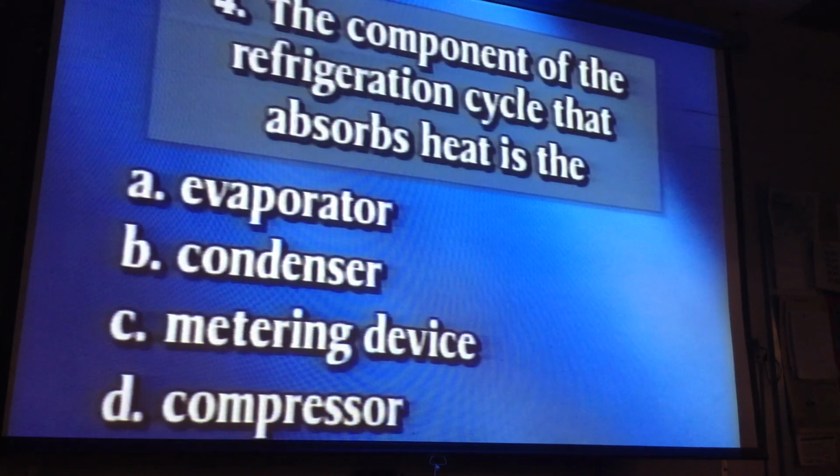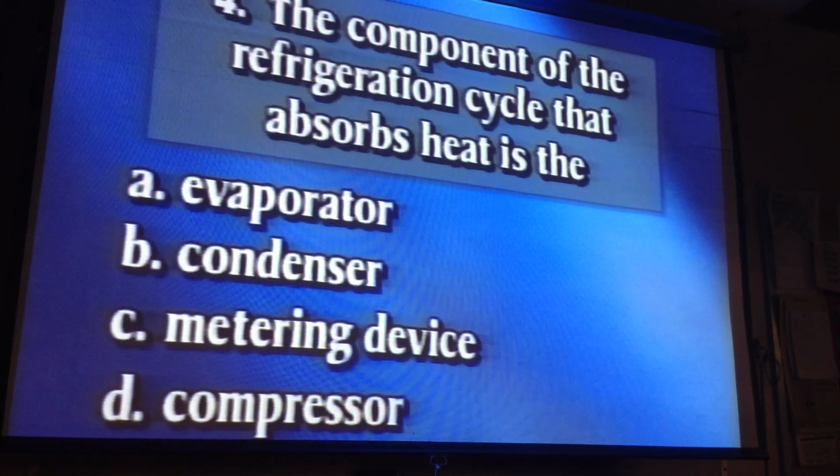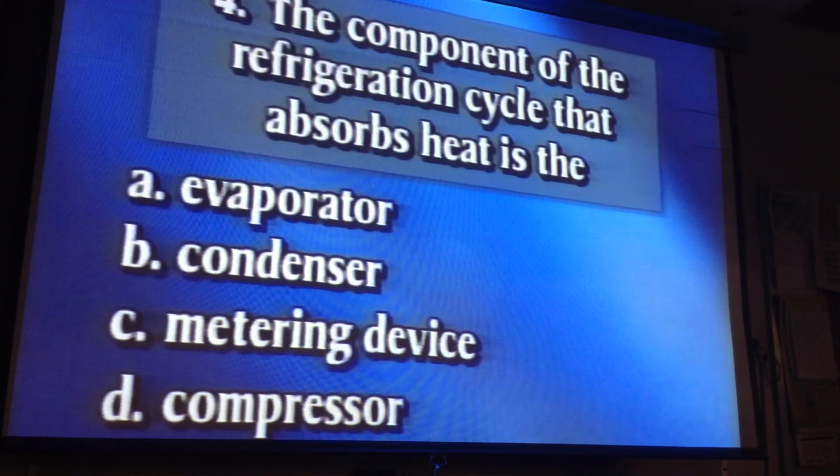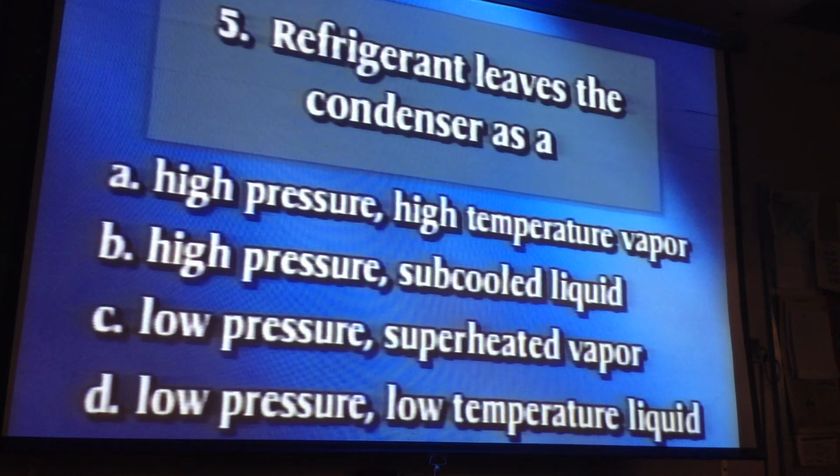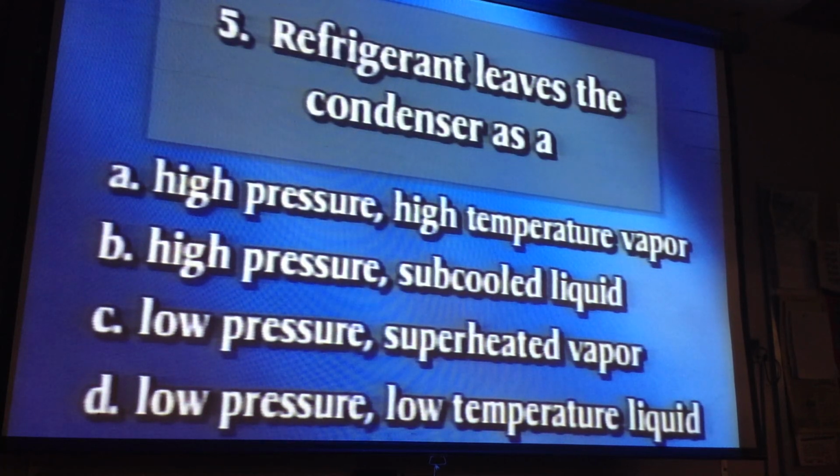The component of the refrigeration cycle that absorbs heat is the A. Evaporator, B. Condenser, C. Metering device, D. Compressor. Answer? A. Good. Refrigerant leaves the condenser as A. High pressure, high temperature vapor, B. High pressure, subcooled liquid, C. Low pressure, superheated vapor, D. Low pressure, low temperature liquid. Answer? B. B is in boy.